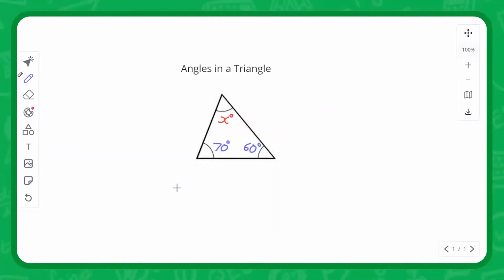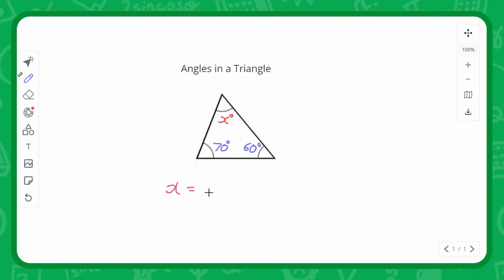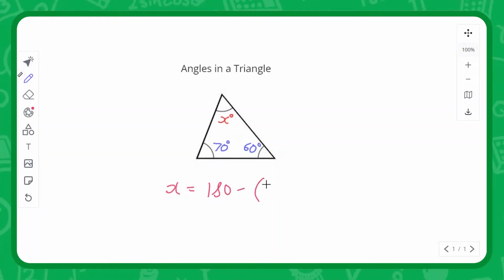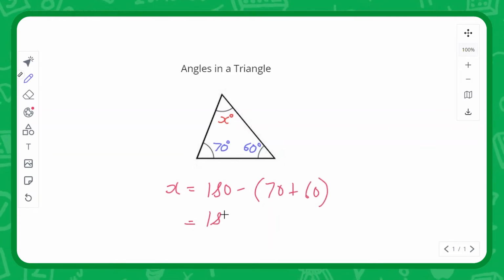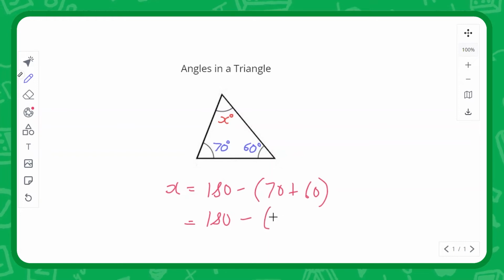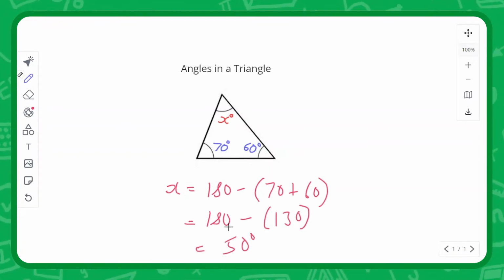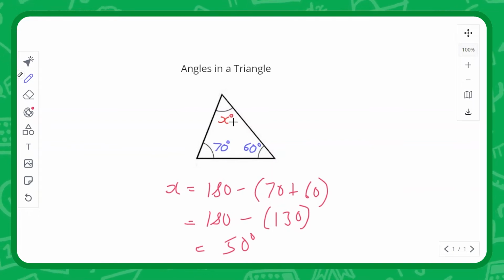Okay, now to calculate the missing angle x in this triangle. We know that all three angles add up to 180 degrees. So just like the example of the straight line, we say that it's 180 degrees, take away the other two angles added together. And just like with our example of the straight line, we have 180, take away 130, and so x in this case is 50 degrees. The angles on a straight line are the same as the angles in any triangle, 180 degrees.